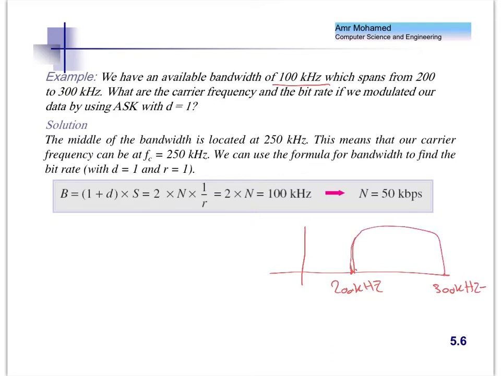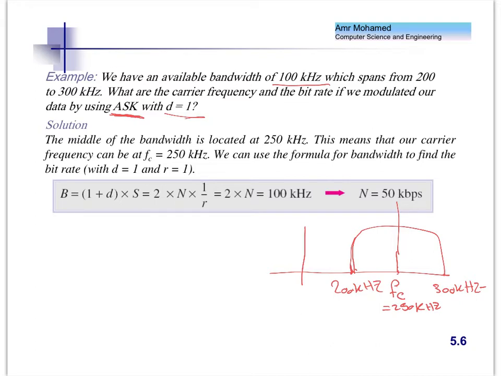What is the carrier frequency here? Of course, it's in the middle. It's always in the middle of that spectrum. So the carrier frequency equals 250 kilohertz. That's not what the question is asking for. The question is asking, given a carrier frequency and the bit rate, if we modulate our data using ASK or on-off keying with D equal to 1, so the filtering factor equals 1.